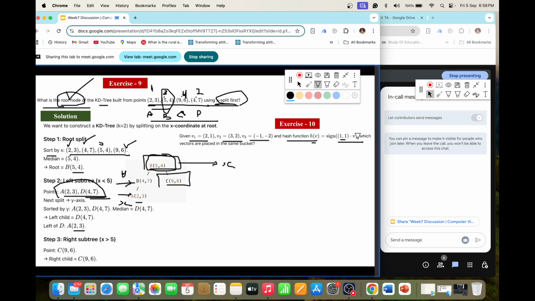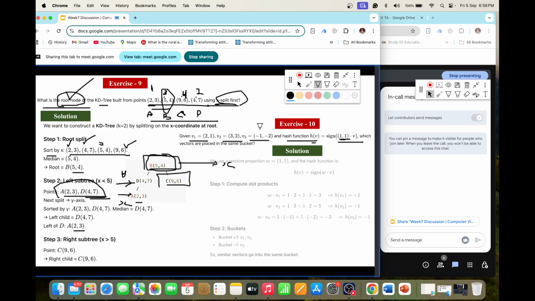Now if the sign comes out the same, we put the points in one bucket. If the sign comes out different, we put it in another bucket. Very easy, we just multiply the weight by the points. First we multiply w into v1: 1 into 2 and 1 into 1, that means 3. So hv1 is 3, and the sign of 3 is positive, so we take plus 1. Similarly, w dot v2 is 5, again positive, so plus 1.